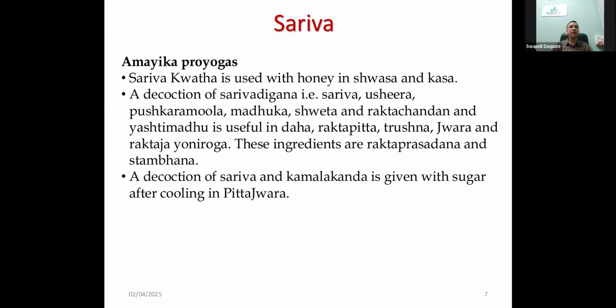A decoction of Sariva and Kamalakanda. Kamalakanda is the stem of Kamala, that is lotus. So there is, how do we call, like a rhizome root that also is referred to as Kamalakanda, and that is Pitta pacifying. So decoction of Sariva and Kamalakanda is given with sugar after cooling in Pittaja Jwara.